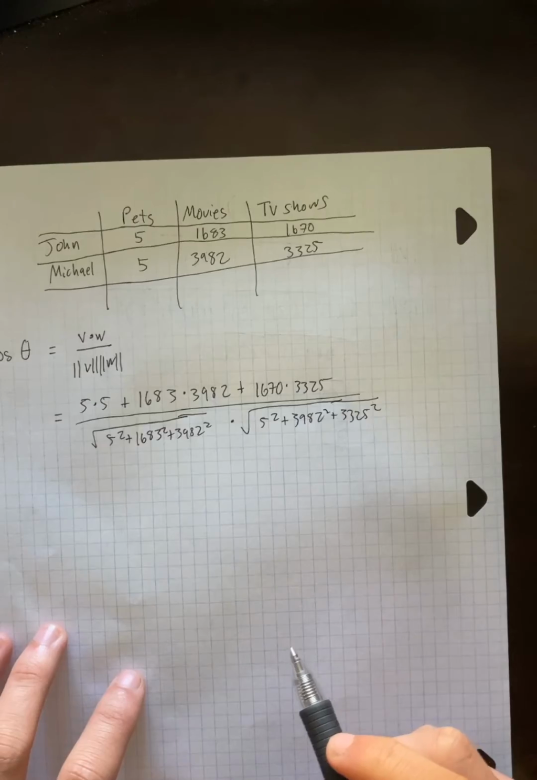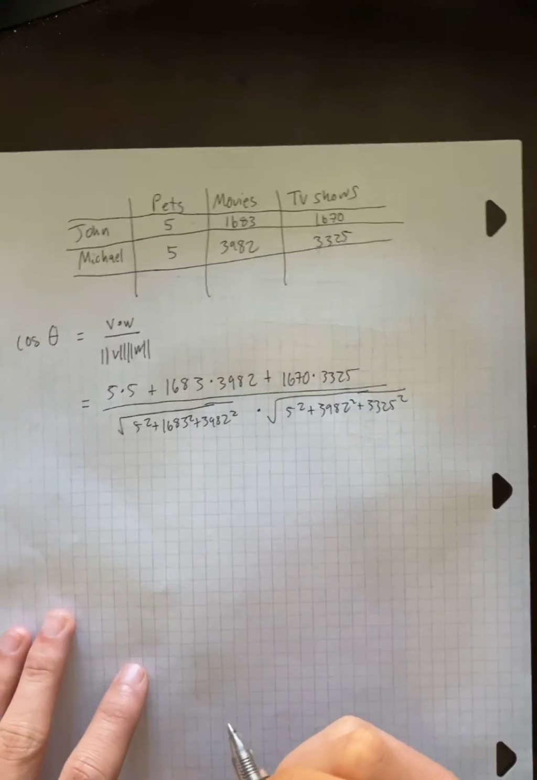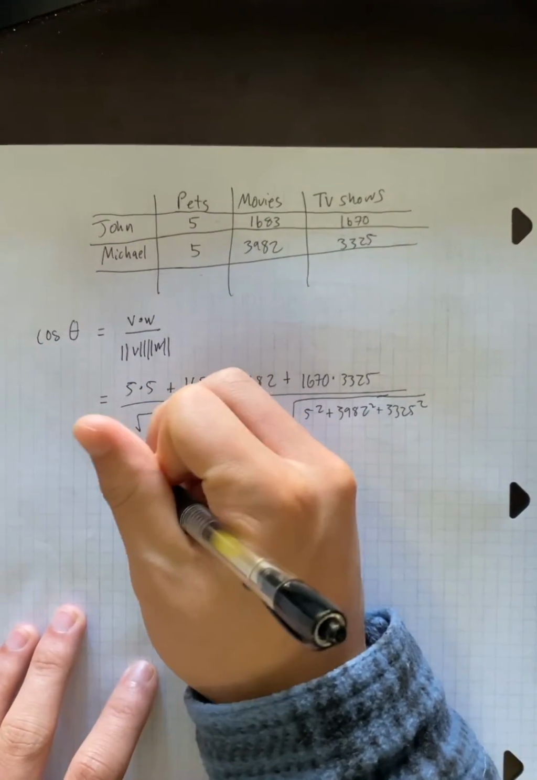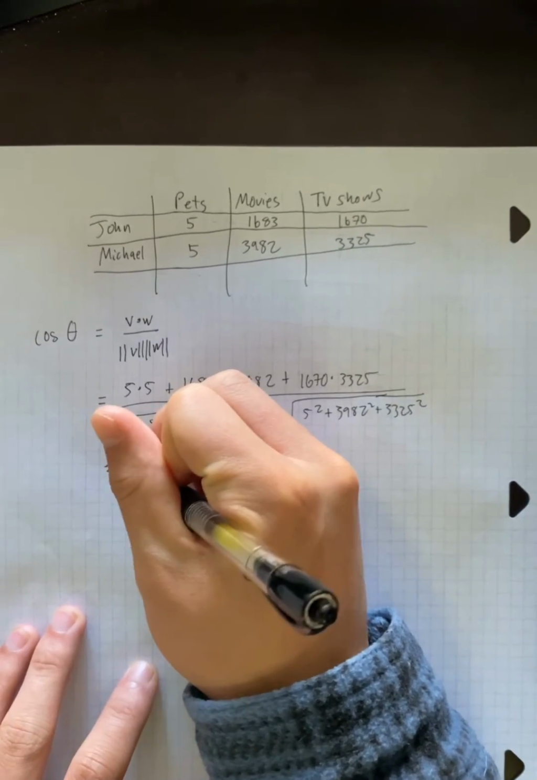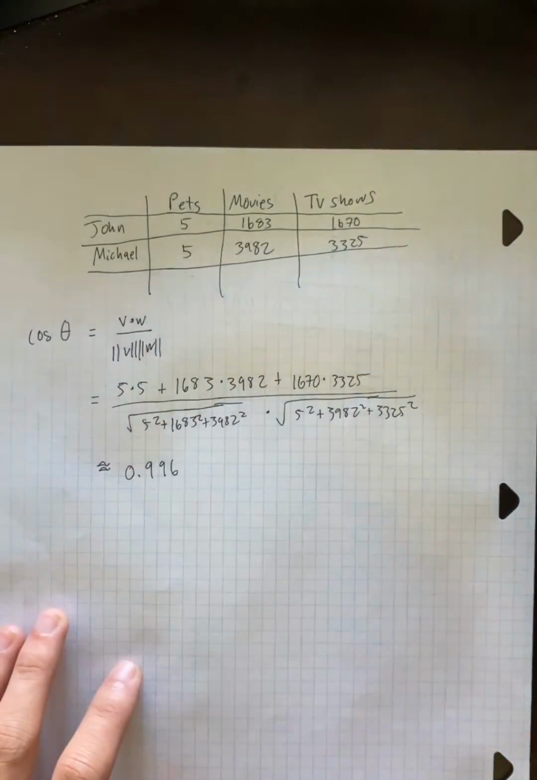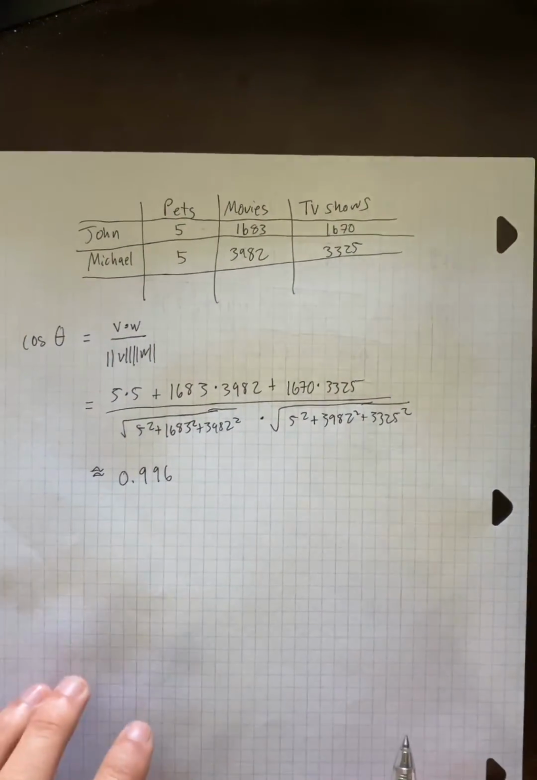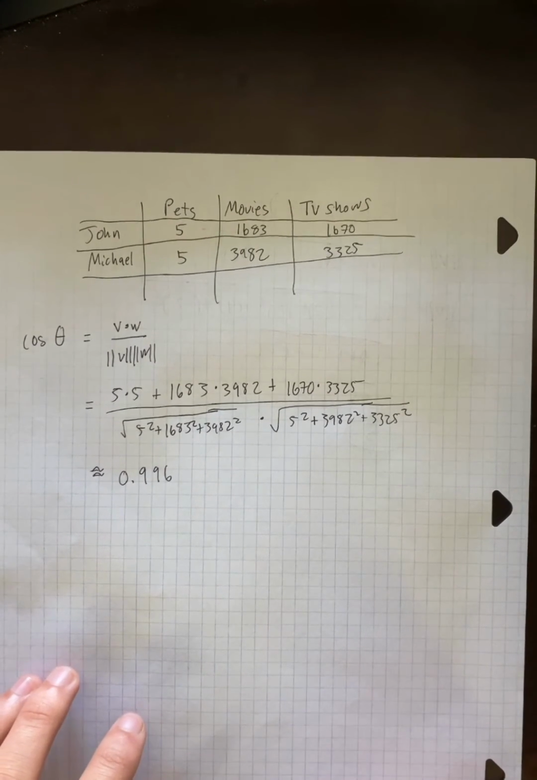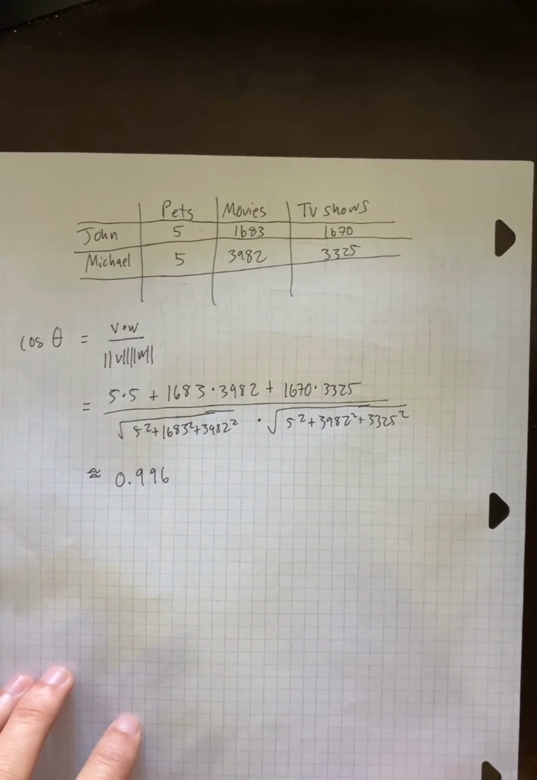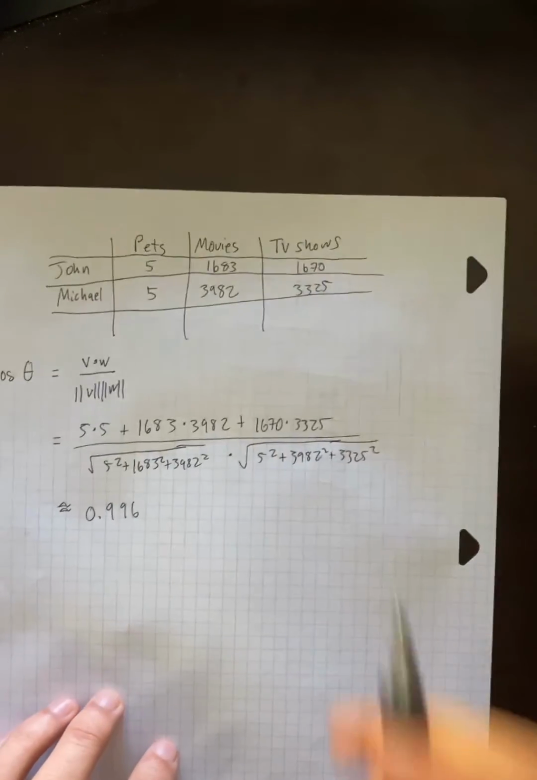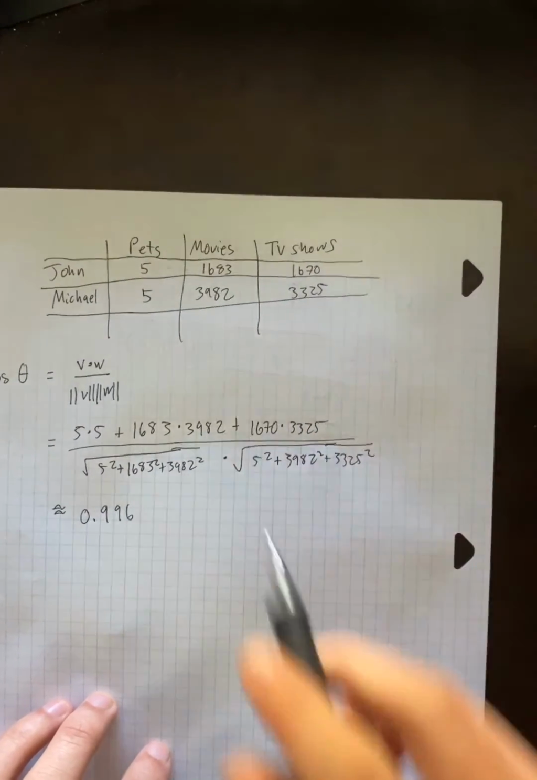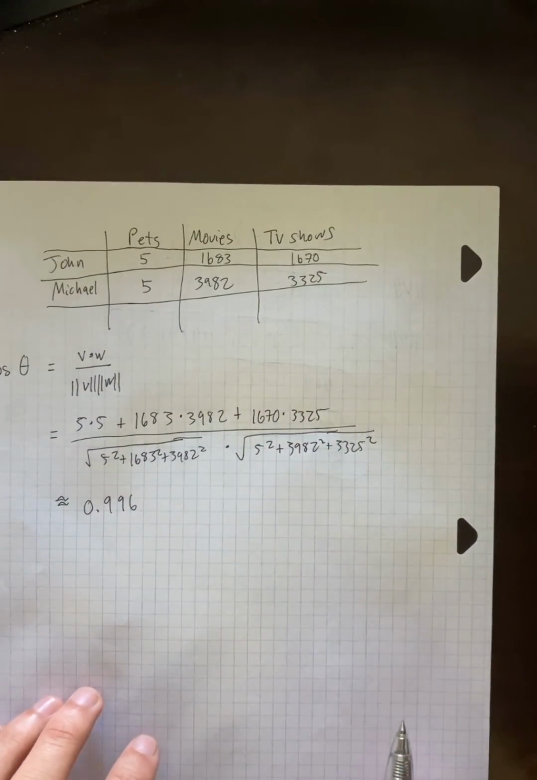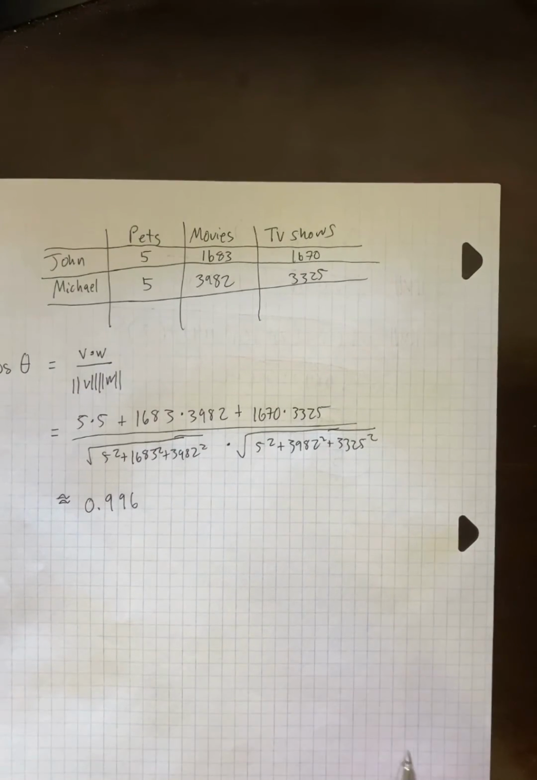So simplifying these calculations, plugging this into a calculator, we'll get approximately 0.996. And as I said earlier, since this cosine similarity is so close to 1, that means that there is high similarity in the data set, and we can kind of view this just looking at the data ourselves. So that was an example of cosine similarity.